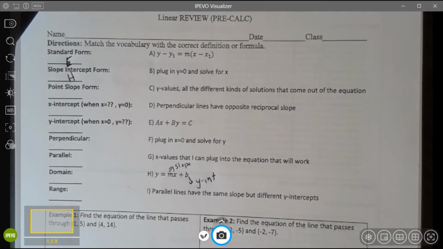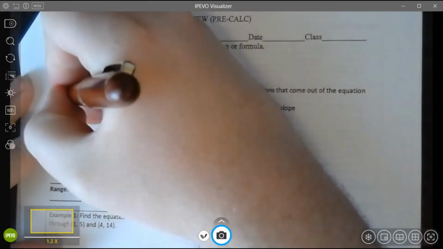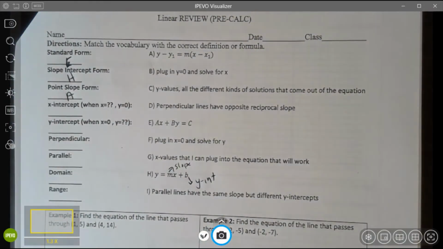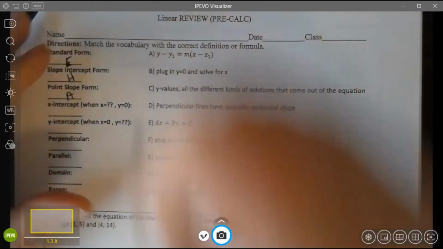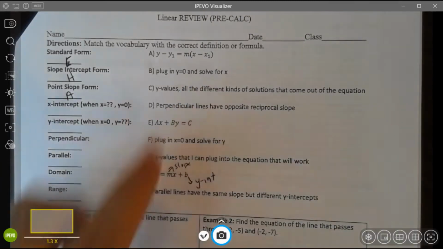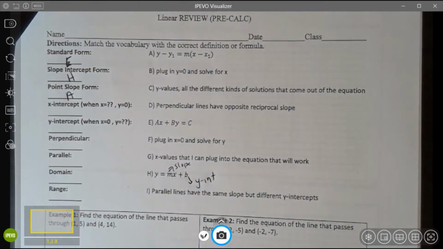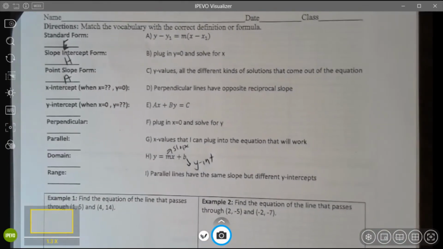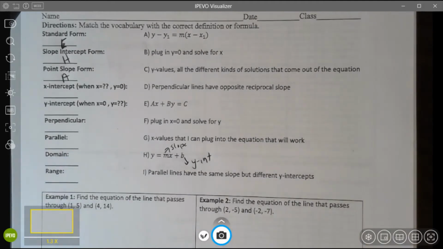Point slope form is y minus y1 equals m times x minus x1. That's A. So here you have the slope m, and then you just use a point on your line after you know the slope, and you can plug in the point on your line. And that would give you the point slope form.